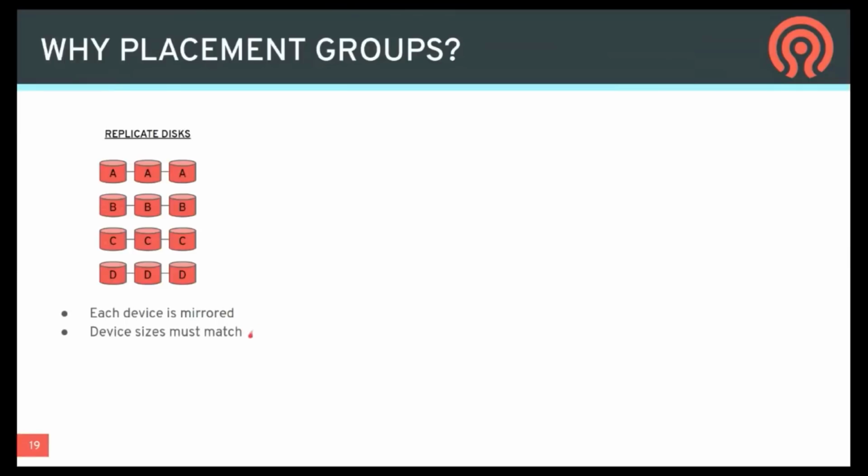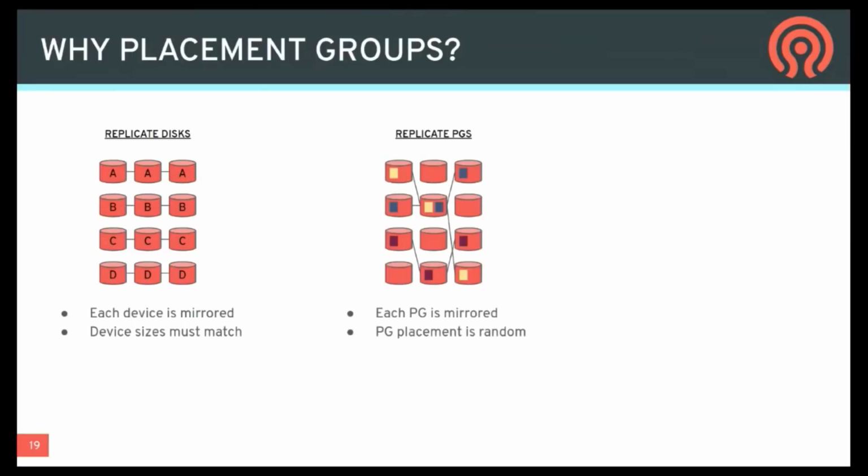The first limitation you notice is that in order to do this, all these disks have to be exactly the same size, or at least you can only use the smallest size of the 3 disks. So that's a bit of a limitation, but maybe you can get past that. If you instead replicate placement groups, though, things are a bit better, because you have each individual placement group, so you can randomly choose which devices it's assigned to, and they're spread around. You can have different size devices because the smaller devices might just have fewer placement groups than the larger devices. It's a bit more flexible in that sense.